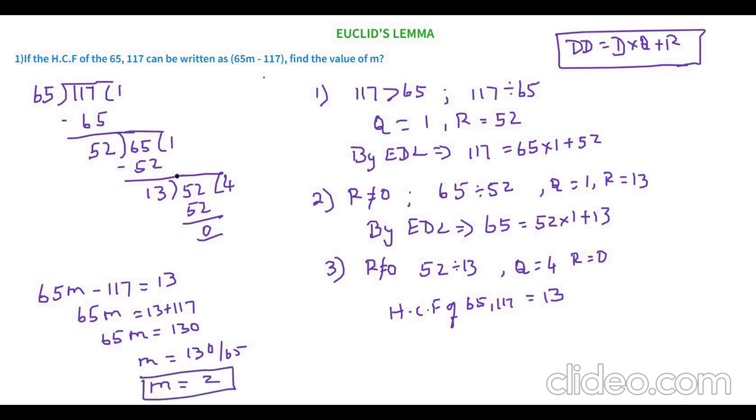So isn't it easy? We will just follow Euclid's division lemma step by step. Then the answer which we have got, the HCF is 13. We will apply that and then find the value of m. So now let's see the second example for today.